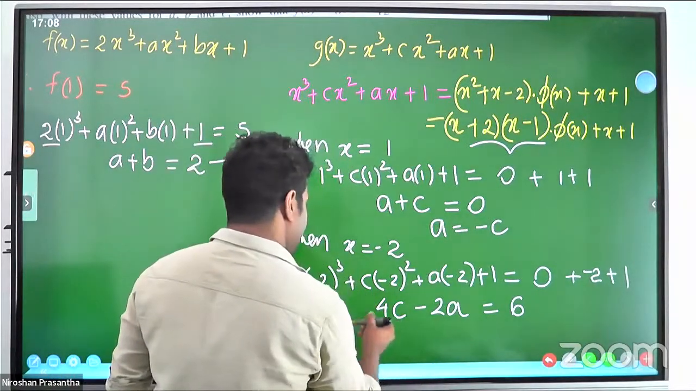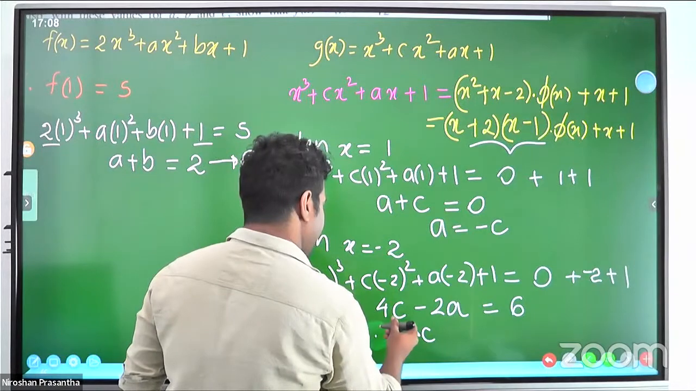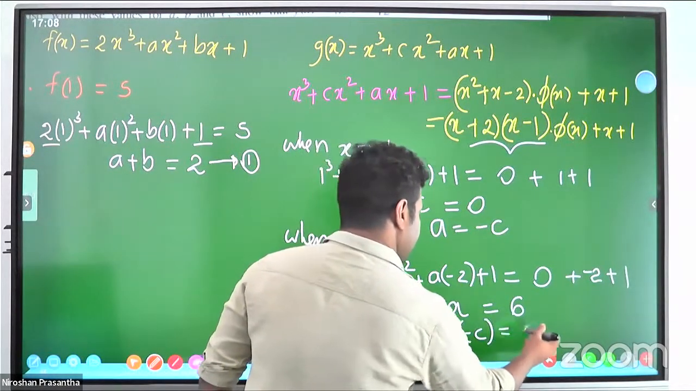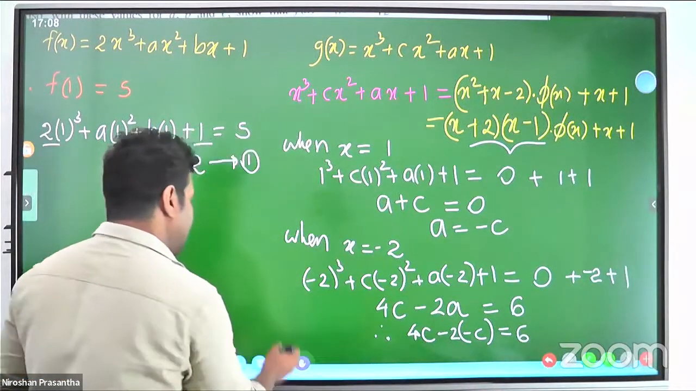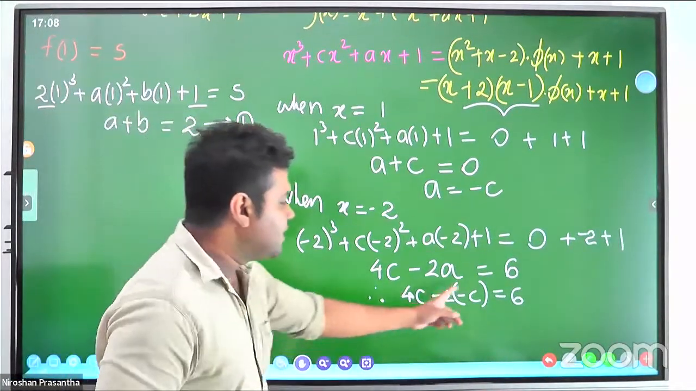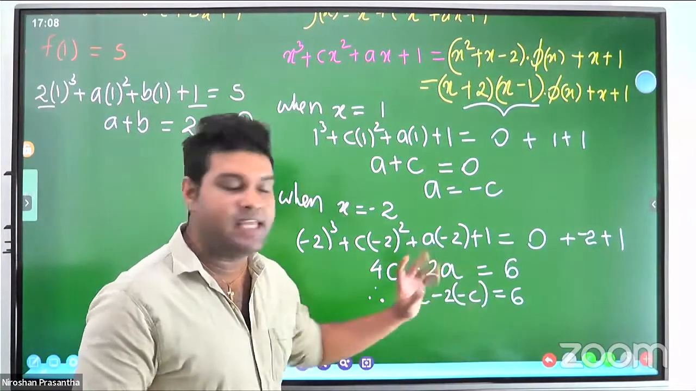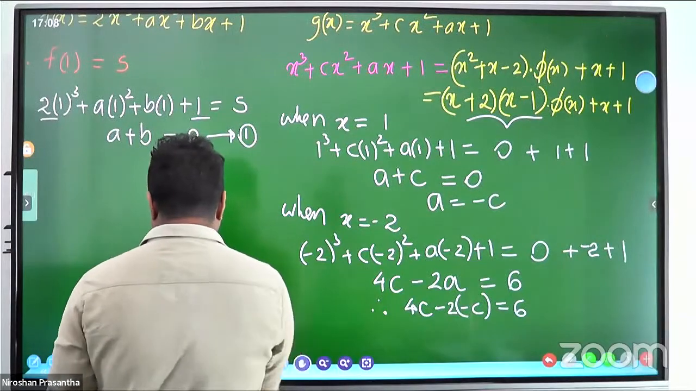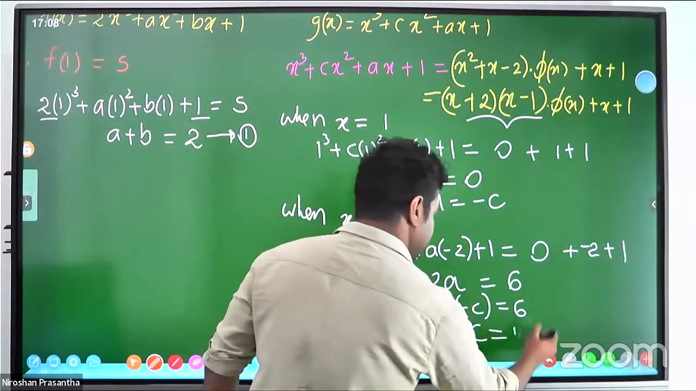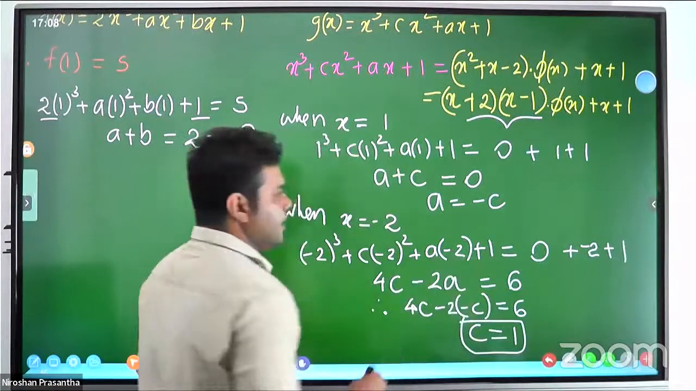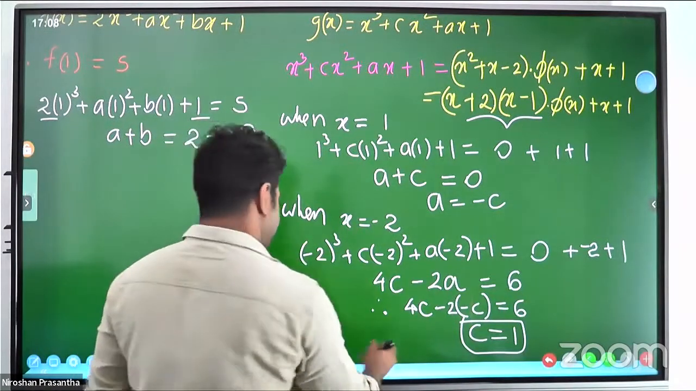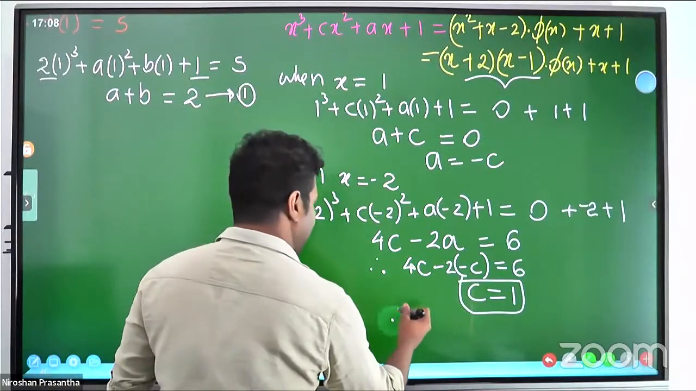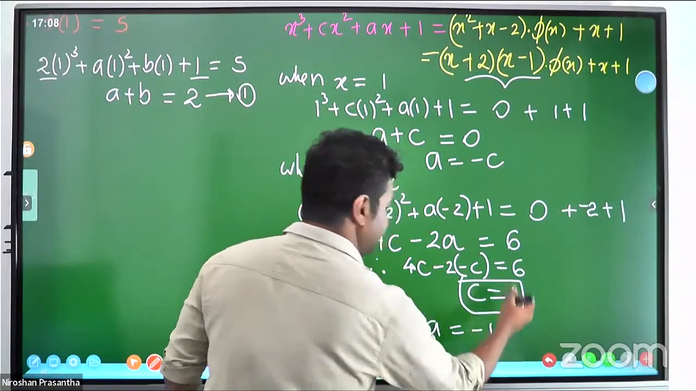Then minus 2 minus c, right? How do you feel, is it okay? Then minus 1 is getting plus 1, then 6c equals 6, then c equal 1. Without steps we can write c equal 1. If c equal 1, what is a? Therefore, a equal minus 1.